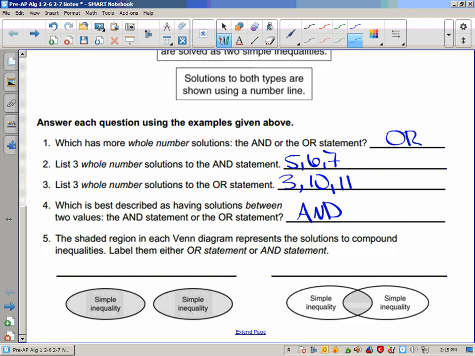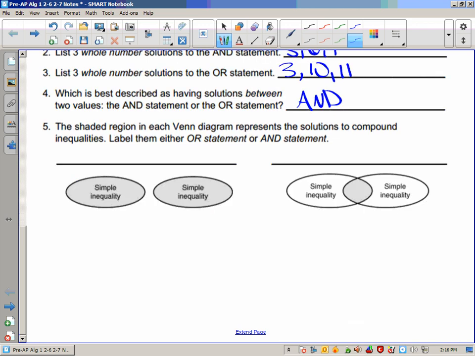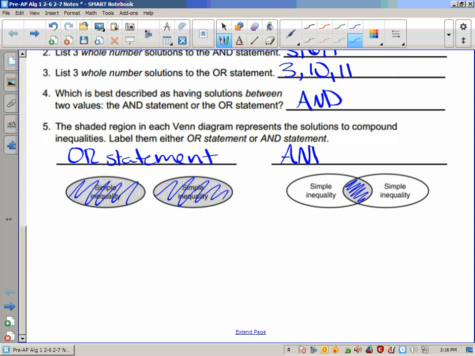It says the shaded region in each Venn diagram represents the solutions to compound inequalities. Label them either or and. Now, Venn diagrams, it's when we have circles or ovals or bubbles that are either overlapping or not. So here we have two separate bubbles, no overlap. So that would be the or statement. But in this Venn diagram over here, we have an overlap. That overlap is where both inequalities are true.